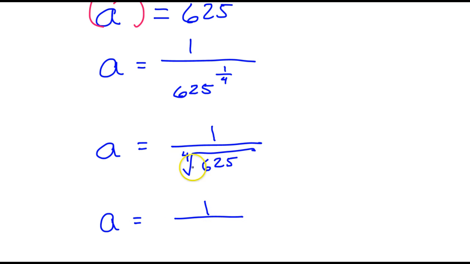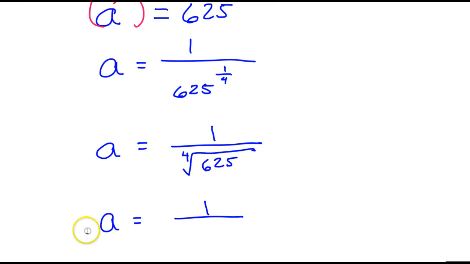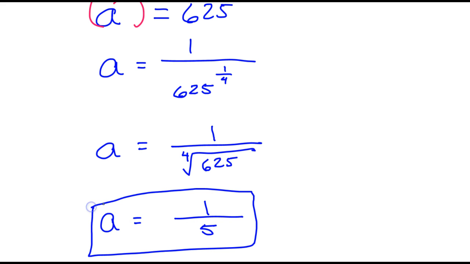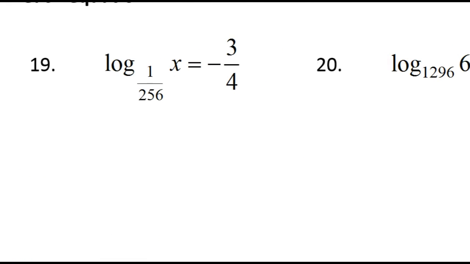All right, we're going to use an exponent table to find the 4th root of 625. Okay, so the 4th root of 625 is 5. Okay, so this would be 5. So the answer is 1/5 for number 18. All right, let's look at number 19.